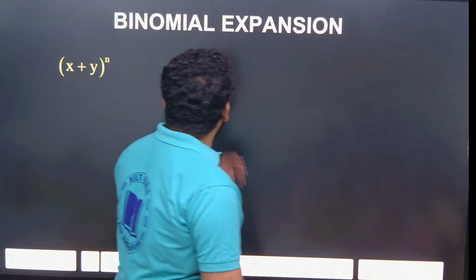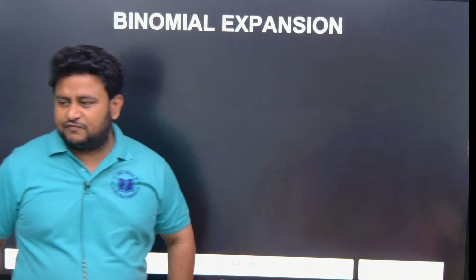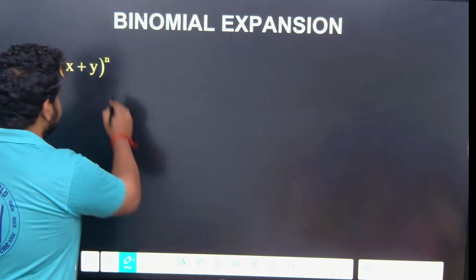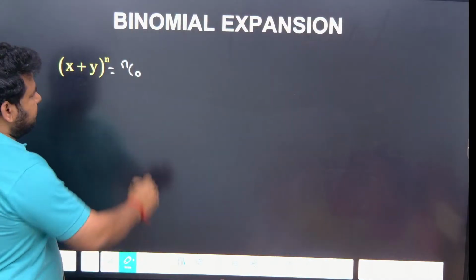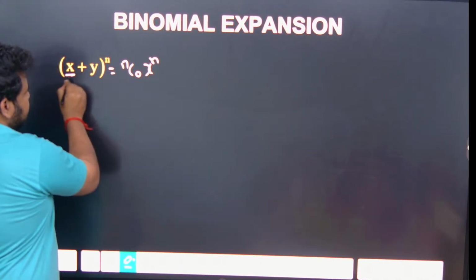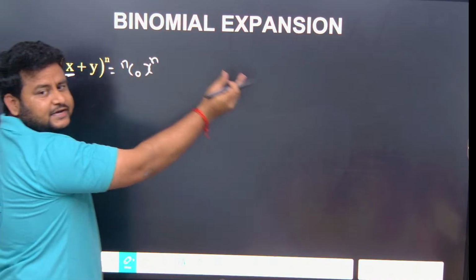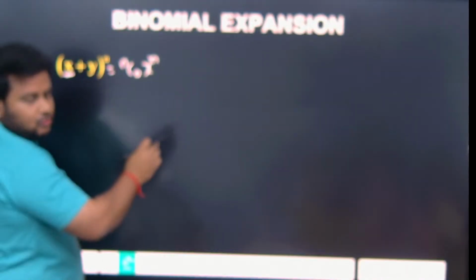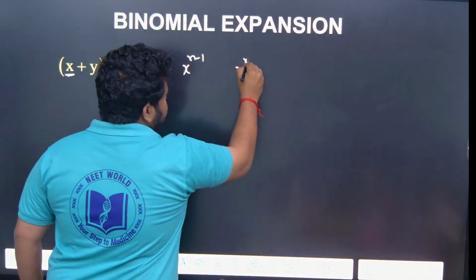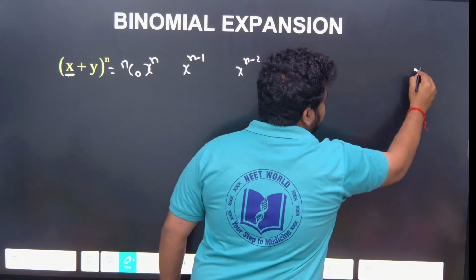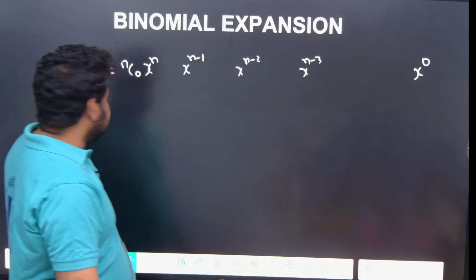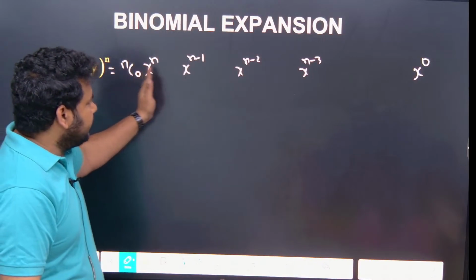Now see here, when we talk about binomial expansion, x plus y to the power of n can be written as what? First you will write it as nC0 x power n. Here the first term is x. x power n will go on decreasing. It will become x power n minus 1, x power n minus 2, x power n minus 3, and it will go on until we get x power 0. So this first term x will go on decreasing from n to 0.